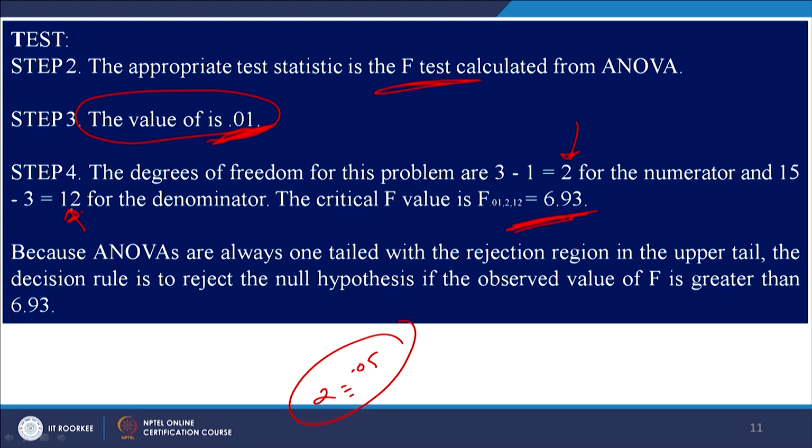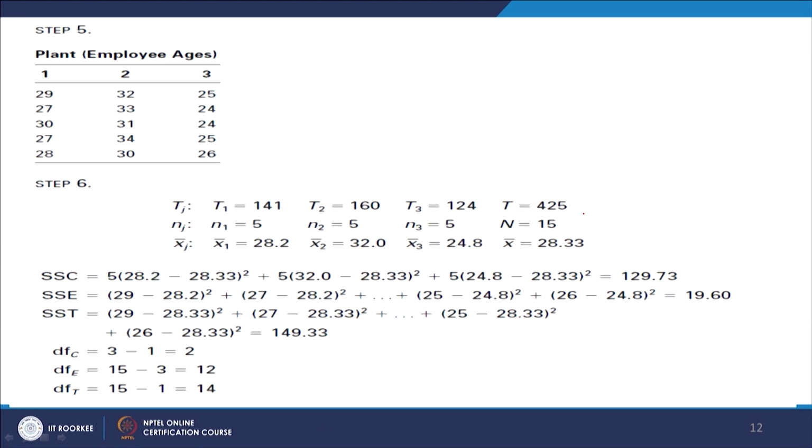Why 12? This is 15 minus number of groups, this is number of groups minus 1, right. So it is 6.93 and we will reject the null hypothesis if calculated F value is more than this, right. So this is how you can solve this question. So you have got, let us say, average age of first worker in first plant, age of fifth worker in first plant and so on, right. So you can calculate mean of these 3 groups, right.